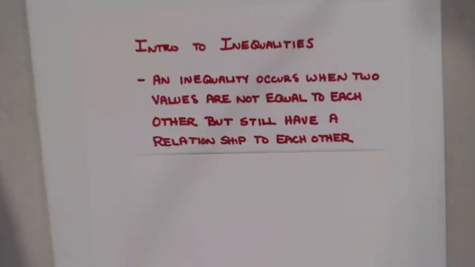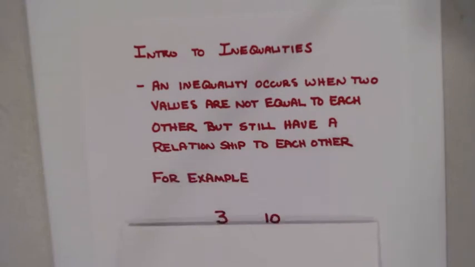Next topic we need to talk about are inequalities. Unlike equations, where we're trying to find a number or a value that will make something equal, an inequality occurs when two values are not equal to each other, but still have some type of relationship. And there are symbols that are going to show a relationship. Just like an equal symbol shows that things are equal, we're going to have symbols that show a different type of relationship between two values.